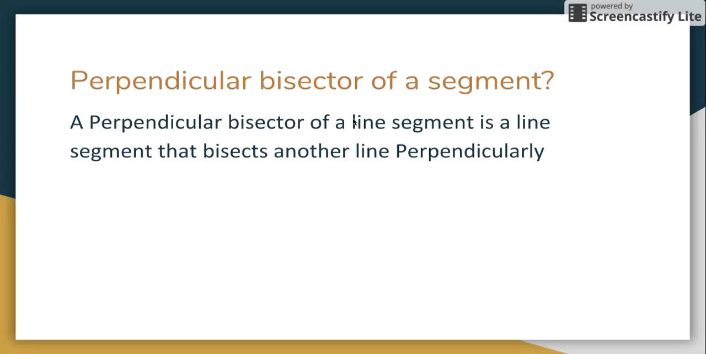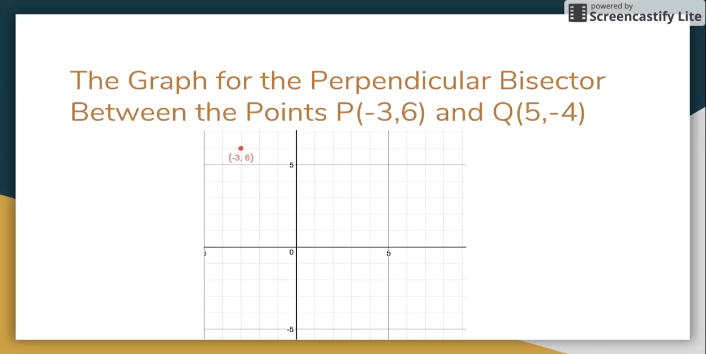Well, a perpendicular bisector of a line segment is a line that bisects another line perpendicularly. Now, if you don't understand that, hopefully you'll get the gist of it towards the end of the video when I explain, do the math, and show a graph.